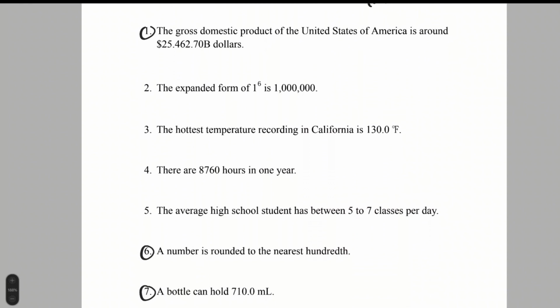The gross domestic product of the United States of America is around this number. All right, so we have to figure out if this number here is an exact or an estimated value. If we read the question, it says that the gross domestic product is around this many dollars right here. Is around. The word around is actually a hint that our value here is an estimate. So this will be an estimate.